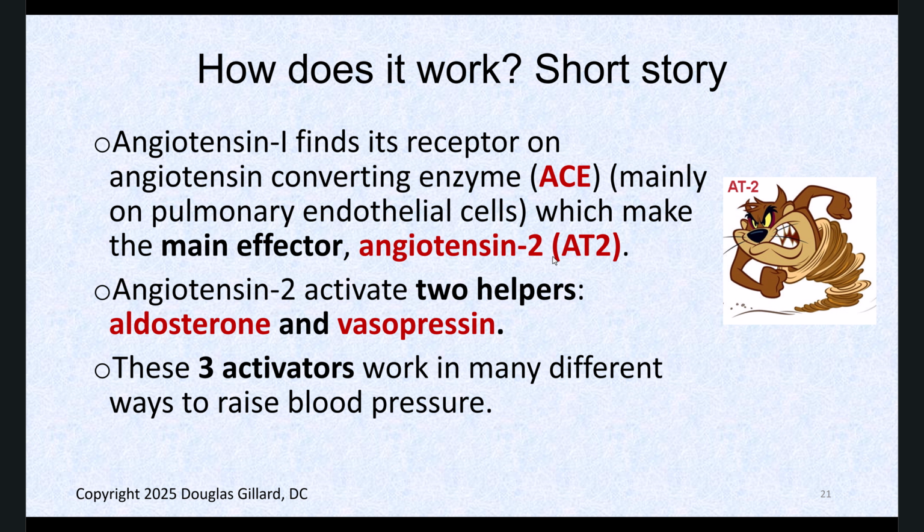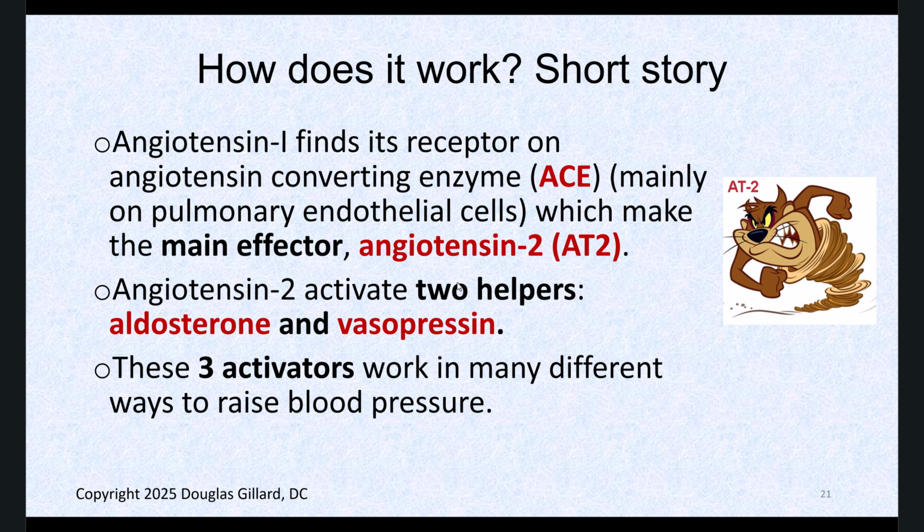Angiotensin 2 immediately recruits 2 helpers to help in its primary mission. What's its primary mission? It's to raise blood pressure. That's its job. Usually in the construct that blood pressure is low, but not always, right? Increased sympathetic tone or kidney failure. So angiotensin 2 activates 2 friends, aldosterone and vasopressin.